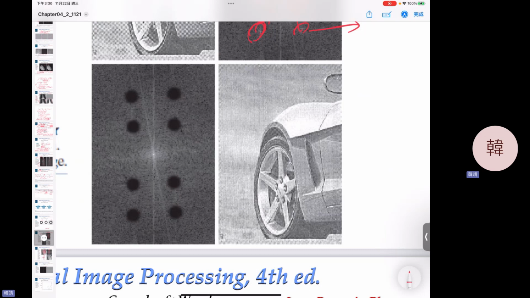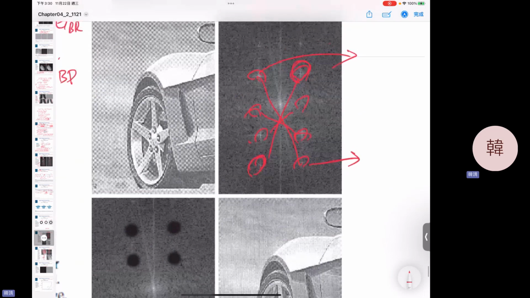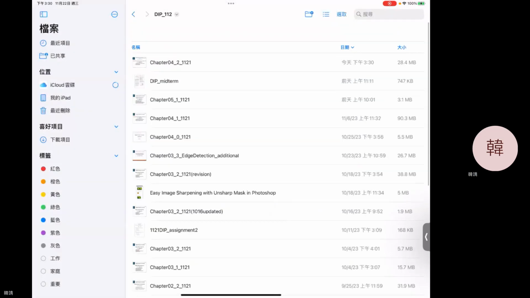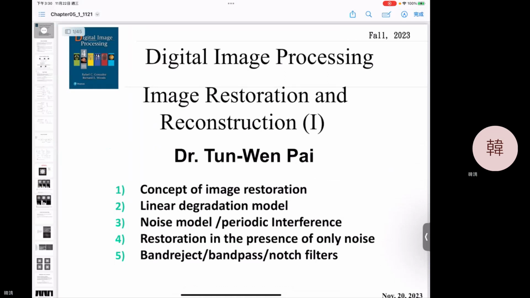So now we can change to chapter 5. For chapter 3 and chapter 4, we covered image enhancement in the spatial domain and the frequency domain. However, now we are going to compare a different terminology. We call it image restoration. It's different from enhancement.